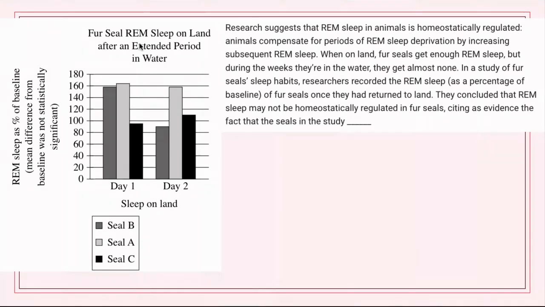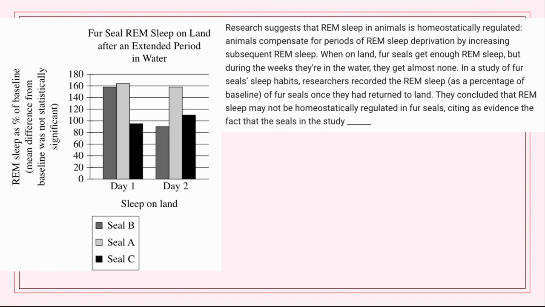All right, so here we have another bar graph. So it says, first seal REM sleep on land after an extended period in the water. Okay, so it looks in the legend like 3 seals. It says sleep on land, and we have 2 days, I guess, we're observing. And this y-axis is telling me REM sleep as a percent of baseline. And it says mean difference from baseline, blah, blah, blah. I don't really know what that means. That's fine. So it's kind of telling me maybe how much REM sleep they're getting, as a percent for 2 different days for 3 different seals. That's all I need to kind of understand.